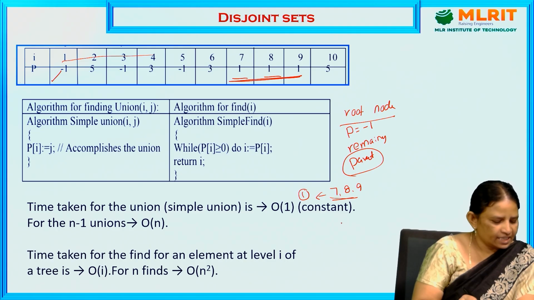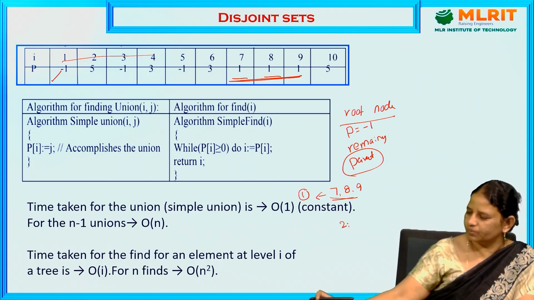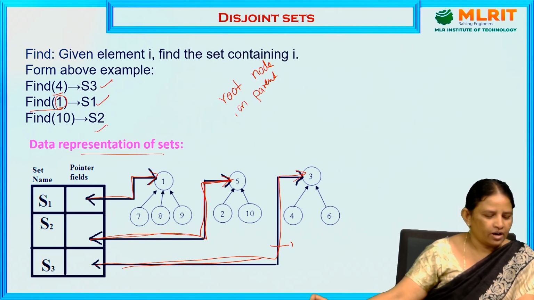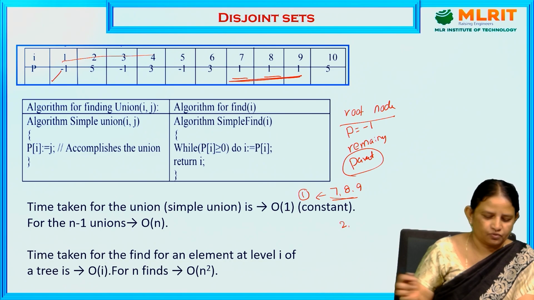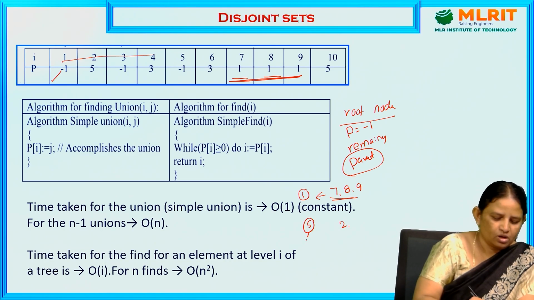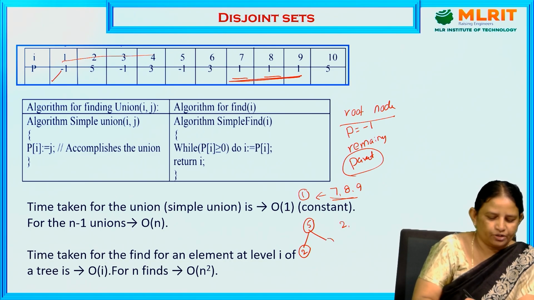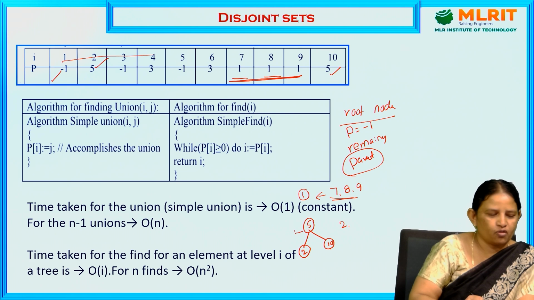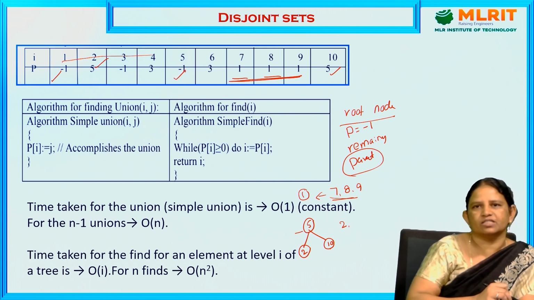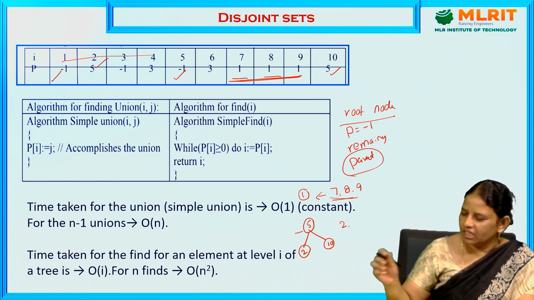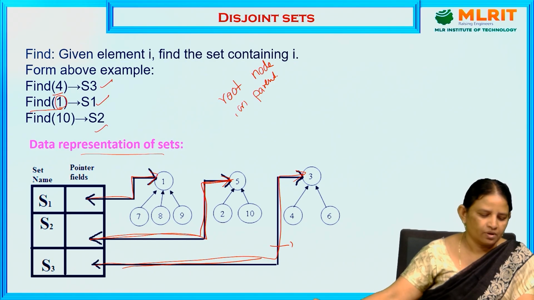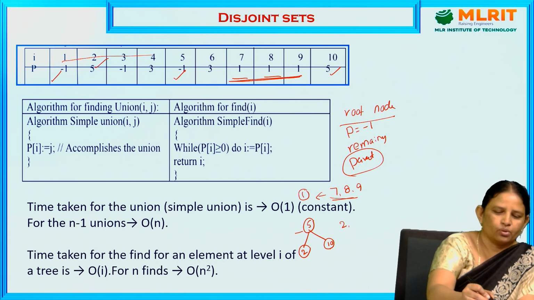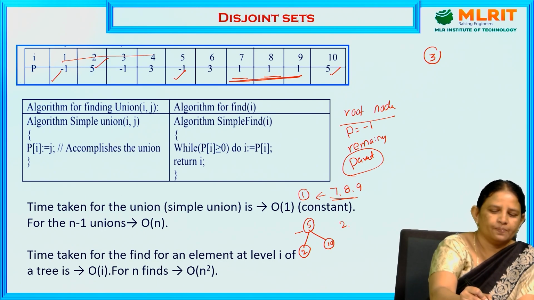Next, the second structure, that is 2, 5, 10. 5 is a root node. 2 and 10 are connected to 5. For 2 and 10 the parent is 5. For 5, it is a root node, so the parent is -1. The third tree structure is 3, 4, 6. 3 is a root node.